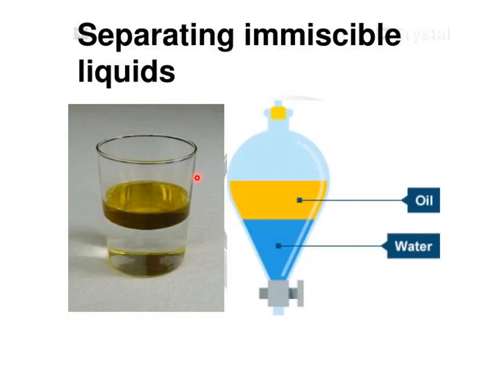This is how separating immiscible liquids happens. Normally we can use a separating funnel. If you have a mixture of oil and water, we can put it in a separating funnel and shake them together, and we can see that they produce distinct layers between the two. So this easily produces a heterogeneous solution.